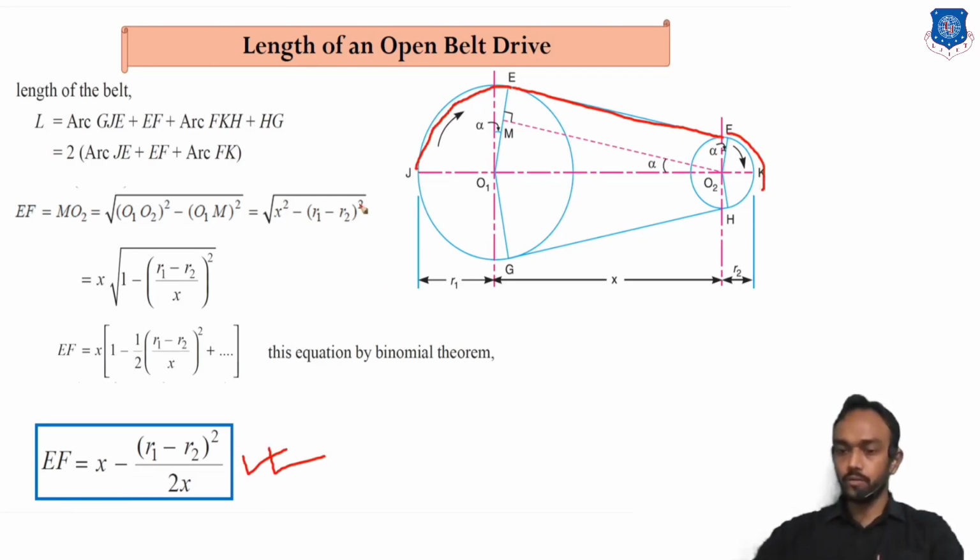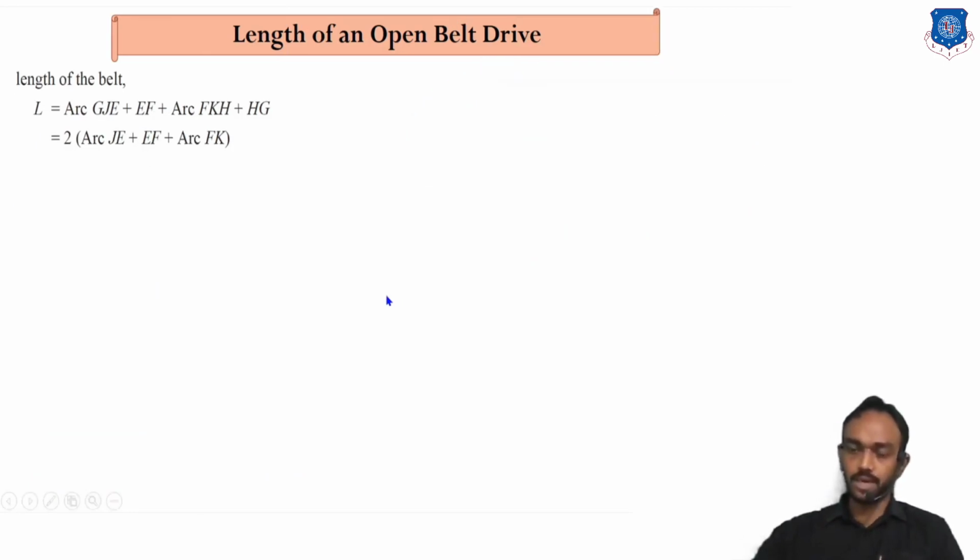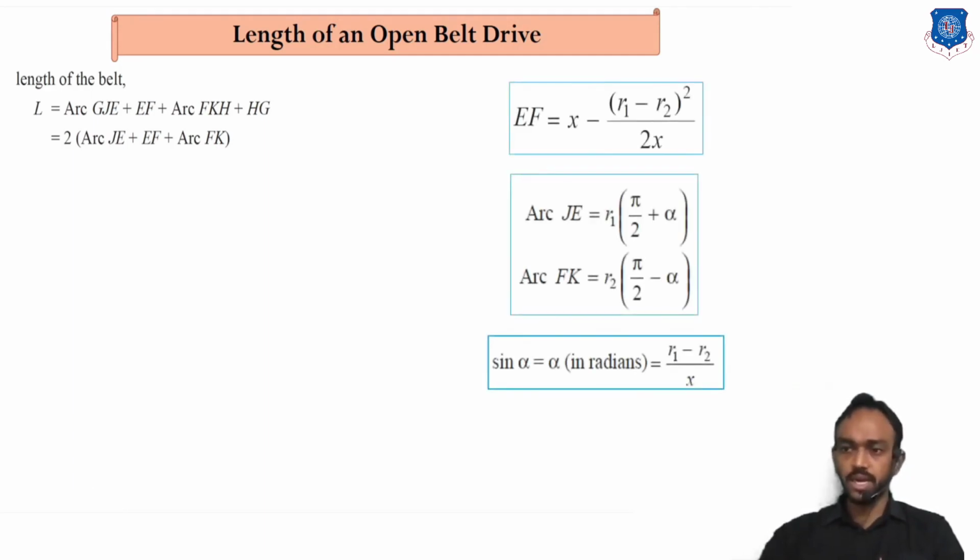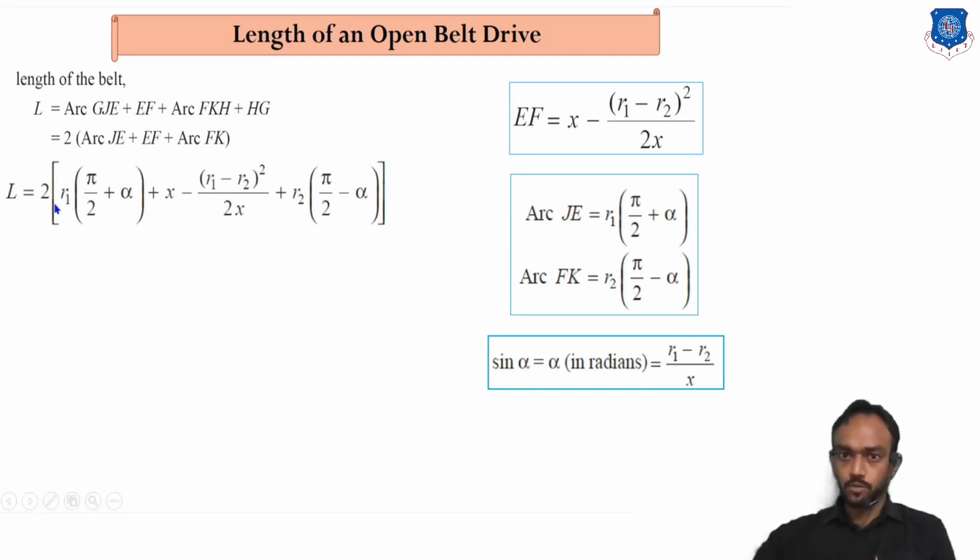So now we are going to find the total length of belt drive. Okay, let's start. Check this, there are lots of steps ahead, so pay attention. First of all, these three data we already found. First of all, we found the EF, arc length, both arc lengths. So first of all this, 2 R1 pi by 2 plus alpha plus x minus R1 minus R2 whole square by 2x plus value of FK, R2 pi by 2 minus.